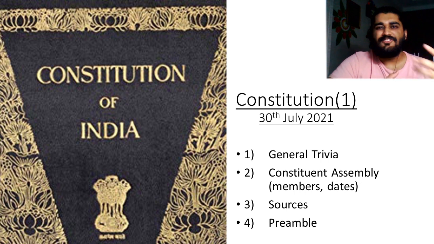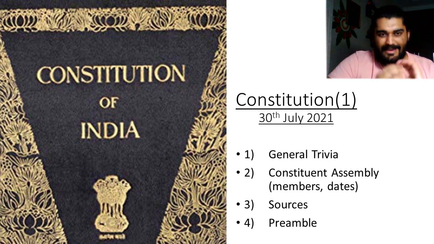The first will be just a general introduction to the Constitution, general trivia that you could expect questions from. Then we'll discuss the Constituent Assembly, its members, the people who are very important in that, and some important dates that you might need to remember because these are questions that CLAT does ask. We'll discuss the sources of the Constitution and different parts thereof, and we'll discuss the preamble. So let's just begin right away.